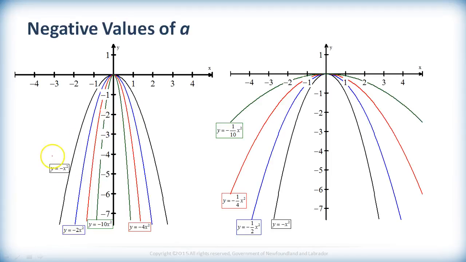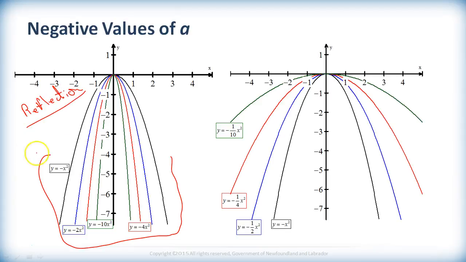All of these graphs are the same graphs we had on the last page, except they've been reflected over the x-axis. And that's exactly what we call those: a reflection of the ones that we just looked at. Okay? So these are reflected over the x-axis as if the x-axis was a mirror, and now you're looking at yourself in the lake, and you can see that you're upside down.